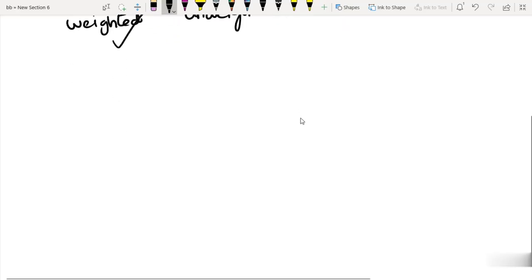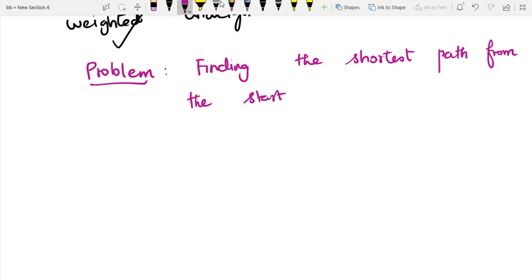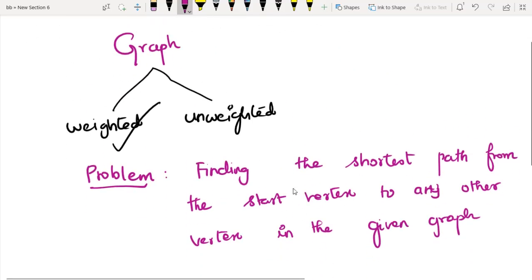So what is the problem exactly? The problem is finding the shortest path from the start vertex to any other vertex in the given graph. Let me explain the problem first. After that, I'll tell you how Dijkstra's algorithm solves that particular problem.